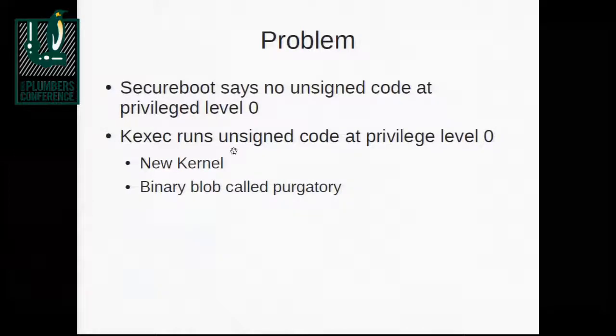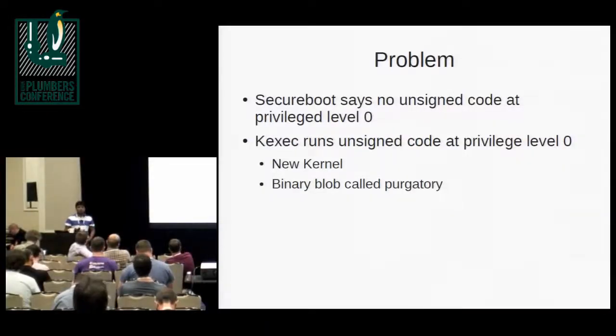So the basic problem is Secure Boot doesn't want any unsigned code to run at privilege level 0. And KExec loads the new kernel. And KExec also has a small binary blob, which it prepares and loads, and that runs at privilege level 0. That's where we first jump, and then the transition happens to the new kernel.